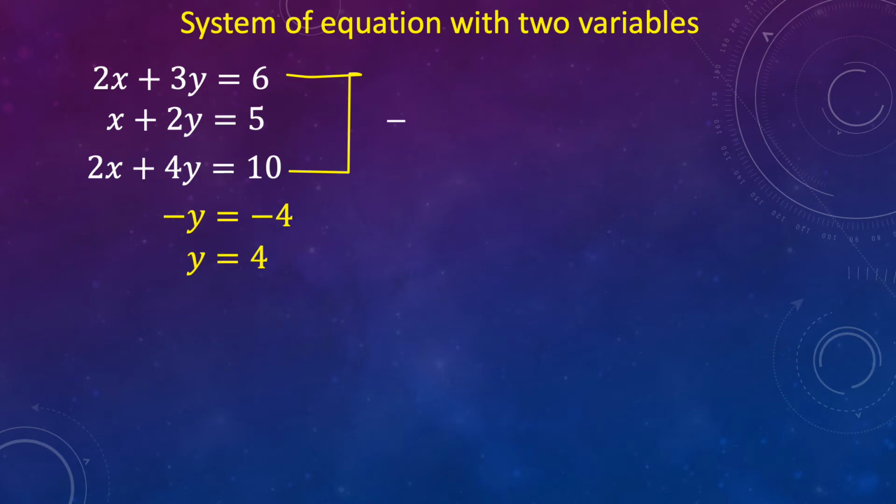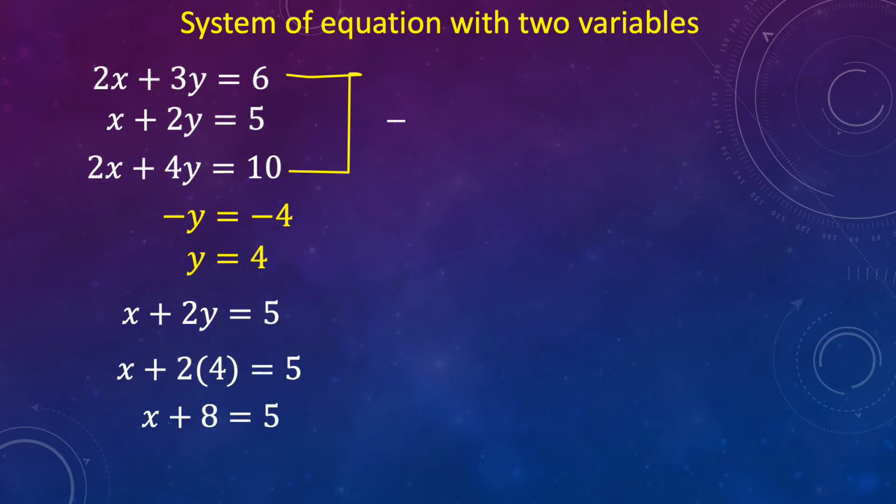Then you can get the value of x by substituting y equals 4 into equation number 2, right? Equation number 2 is x plus 2y equals 5. So when you substitute in, you get x plus 2 times 4 equals 5. You get x plus 8 equals 5, and hence you get x equals negative 3. So this is example 1.